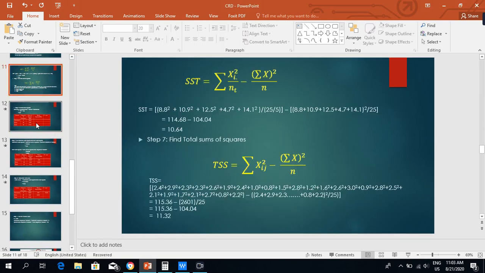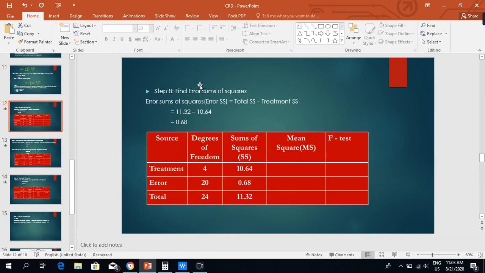And next, we should find out the error sums of squares. Error sums of squares equal total sums of squares minus treatment sums of squares. Our total sums of squares is 11.32, and treatment sums of squares is equal to 10.64. 11.32 minus 10.64 is equal to 0.68. So like that you can fill this column.